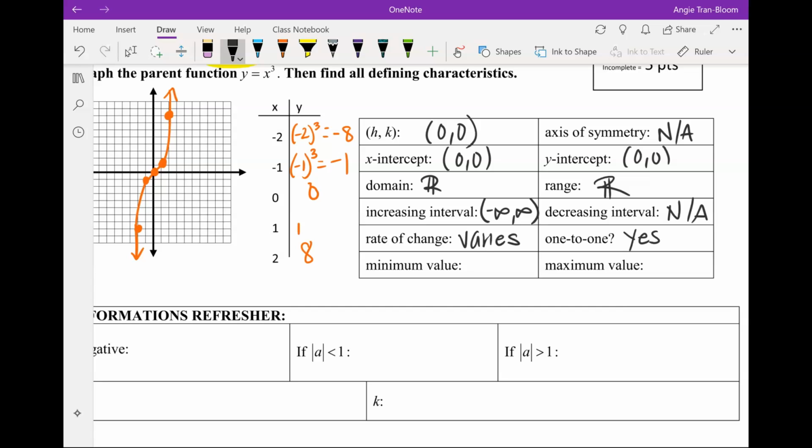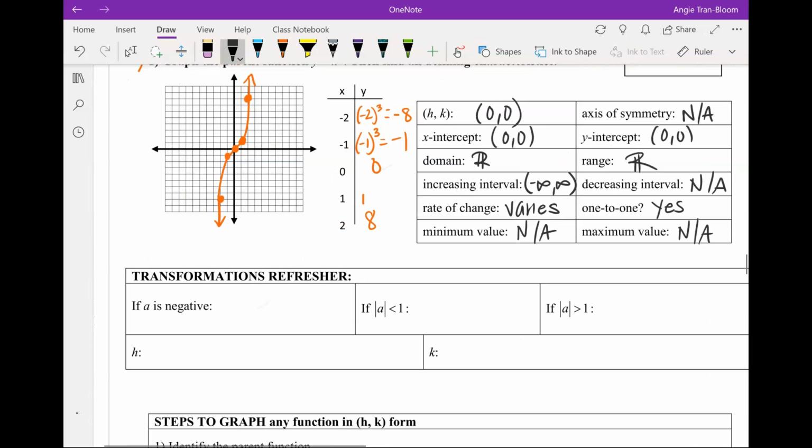For this particular parent function, do we have a minimum or maximum? No, it goes up forever. That means there's no max, and it goes down forever means there's no min. So min and max are not applicable for our y equals x to the third.